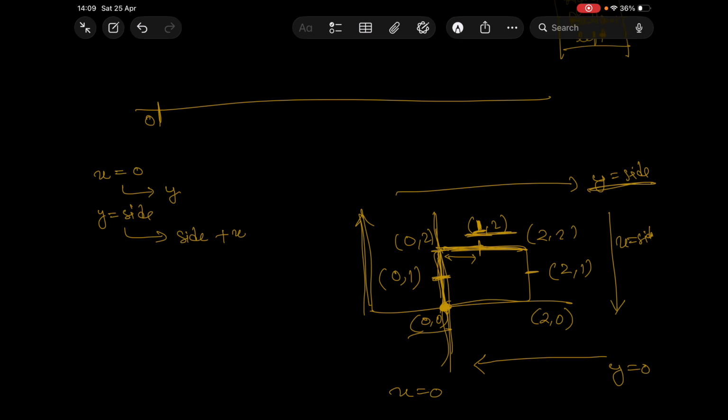Okay, and next is if x is equal to side, so this one, right? Now x is equal to side, this is the line where x is equal to side. Here, if we want to plot this as a line, how can we plot it? So this is one side, another side, three side, right?